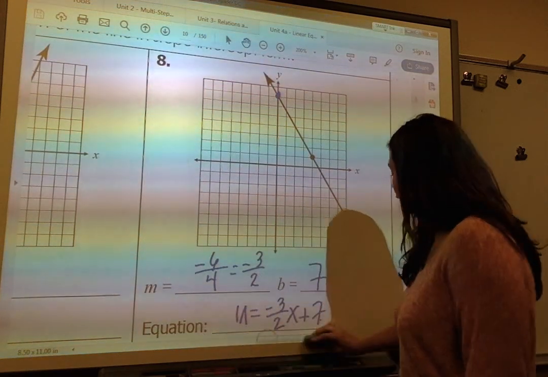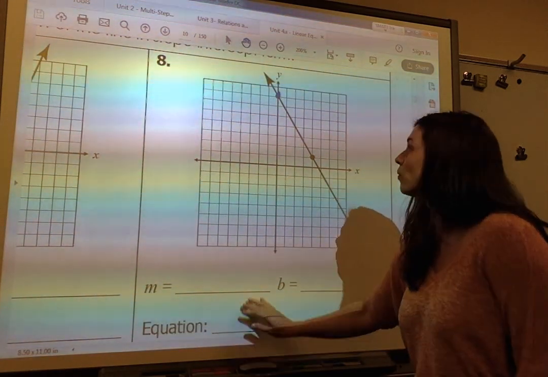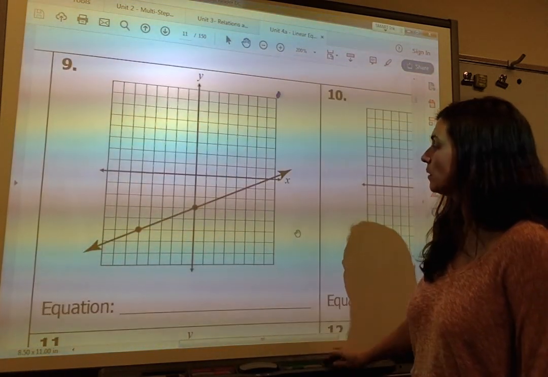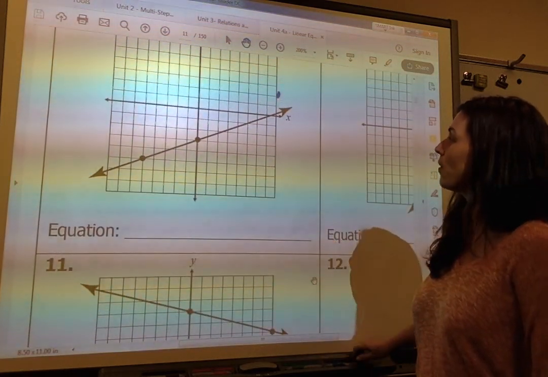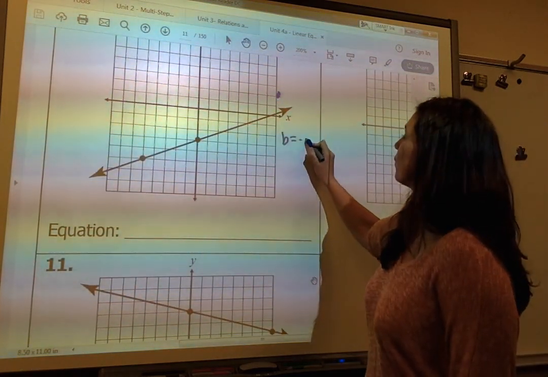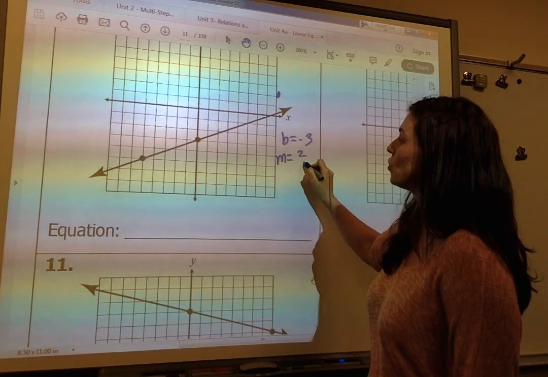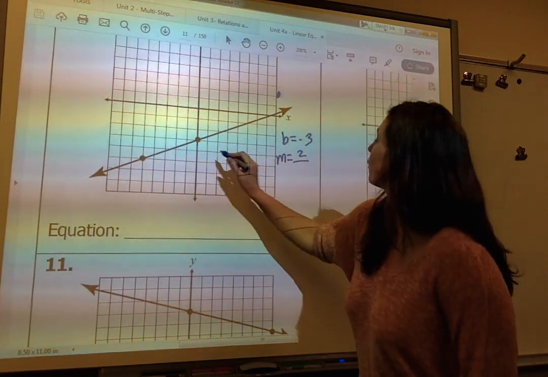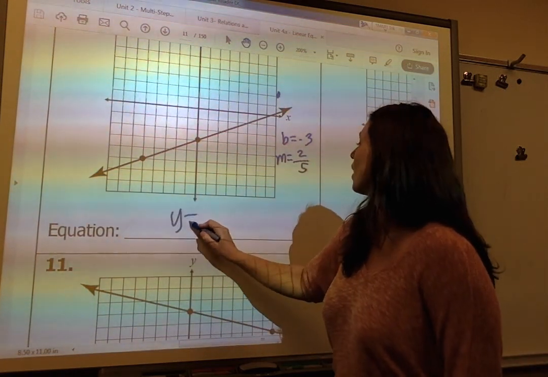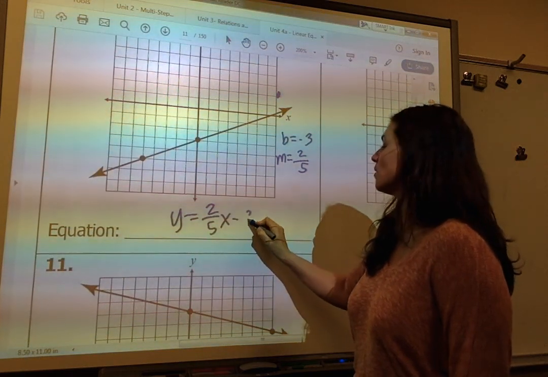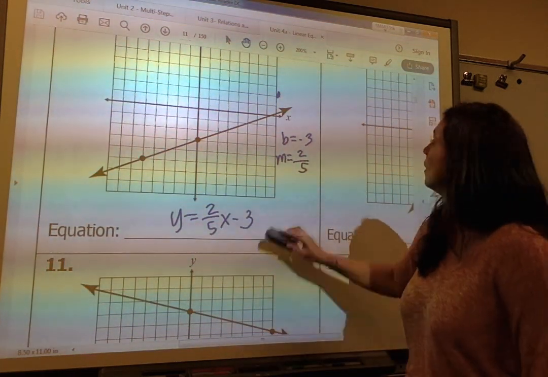All right, so try a few on your own, and I'm going to write them down real quickly. So number 9, my beginning point is negative 3. My slope is 2, 1, 2, 3, 4, 5. So my equation is y equals 2 fifths x minus 3. That's my equation for number 9.